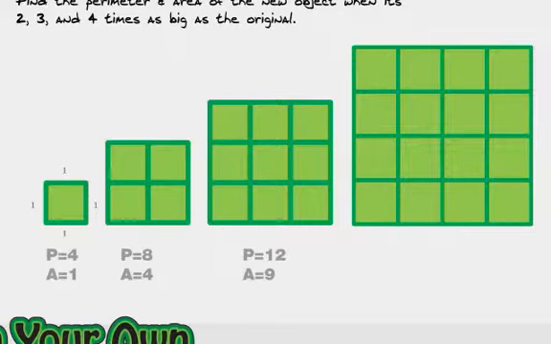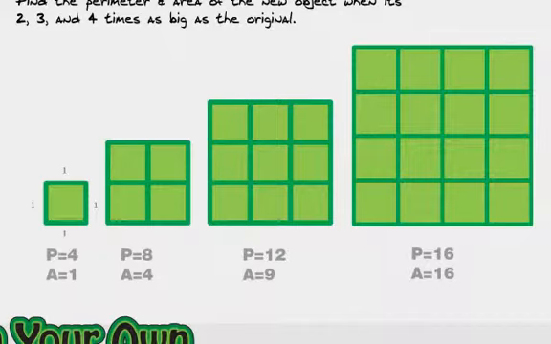All right, what'd you get? Did you get 16 and 16? Same dimensions there. Pretty cool, huh? All right, now, have you found any patterns yet? Have you thought about how you go from the perimeter? When you double the dimensions, what happens to the perimeter? When you triple the dimensions, what happens to the perimeter? And when you quadruple the dimensions, what happens to the perimeter?